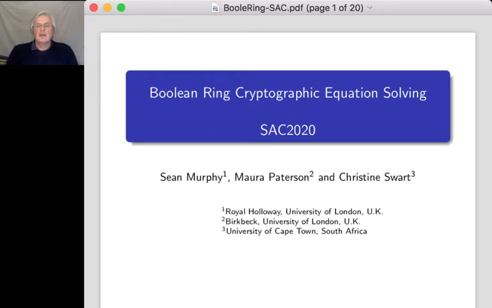Boolean Ring Cryptographic Equation Solving. This is work carried out with my co-authors Maura Paterson from Birkbeck, another part of the University of London, and Swart from the University of Cape Town in South Africa.